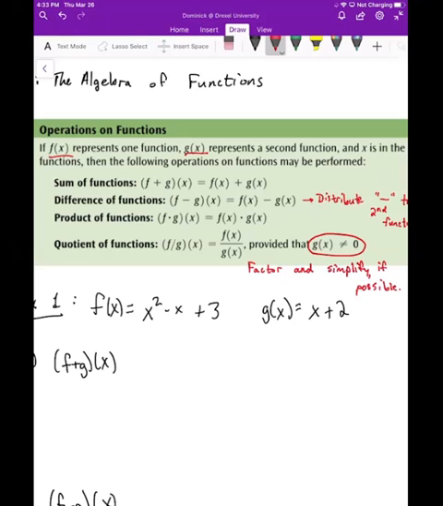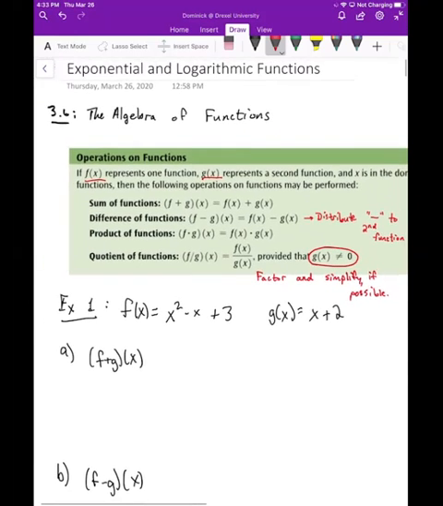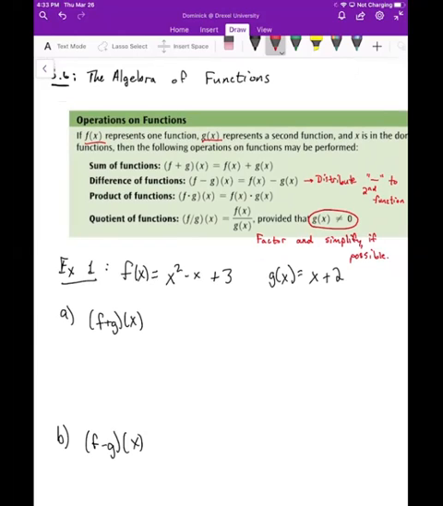All right, but let's do a couple of examples and we'll just see what this looks like. So in the first example, we're being given that f of x is x squared minus x plus 3 and g of x is x plus 2. So part A is asking us to find f plus g of x. So by our first rule up here, we're just taking f of x and we're adding it to g of x. So of course, this is just a matter of writing down what each one is.